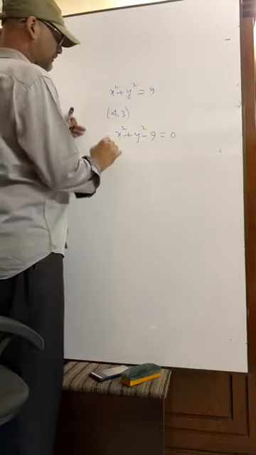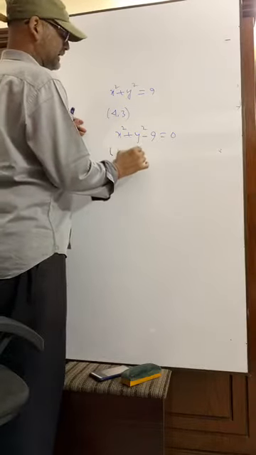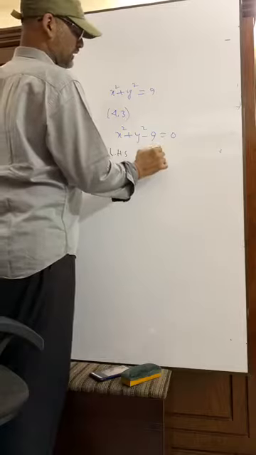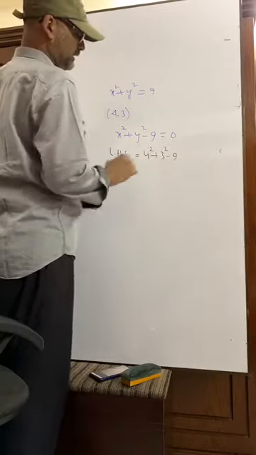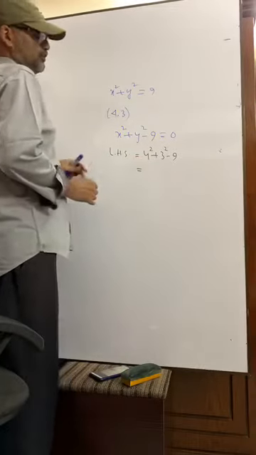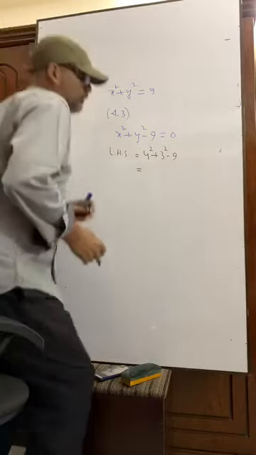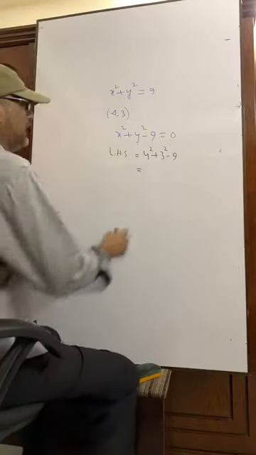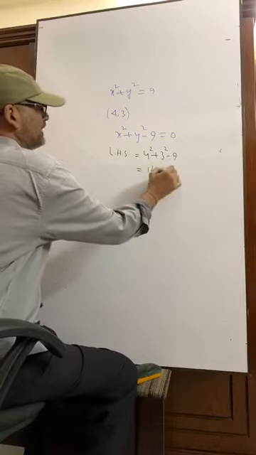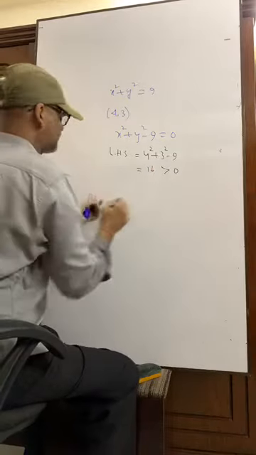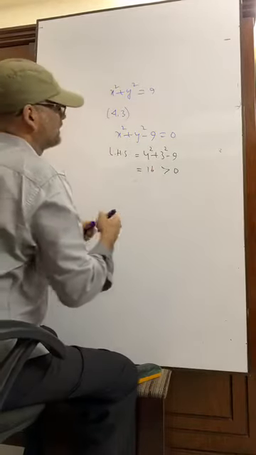The left hand side is equal to 4 square plus 3 square minus 9. Okay, equals to what? 25 minus 9, that is 16. It is greater than 0. So it is outside. The answer is outside the circle.